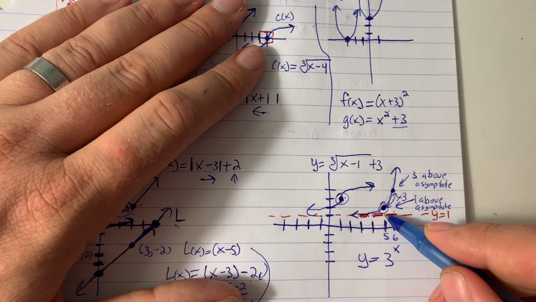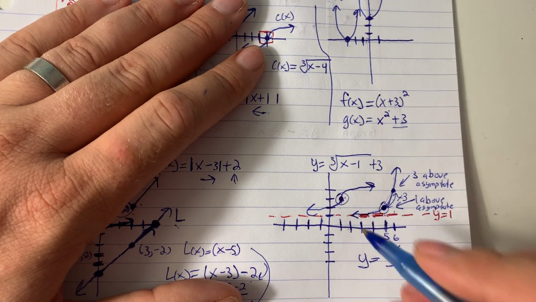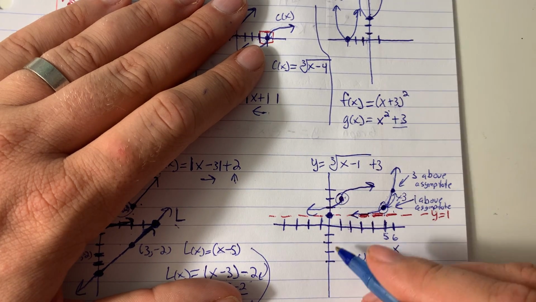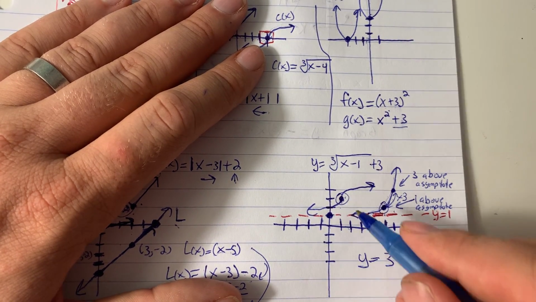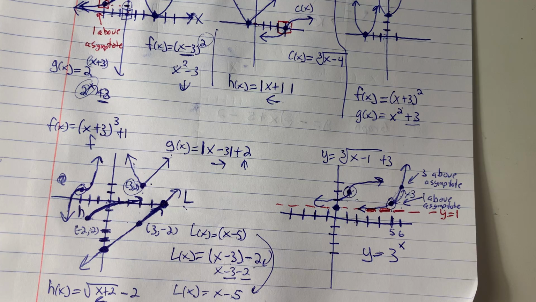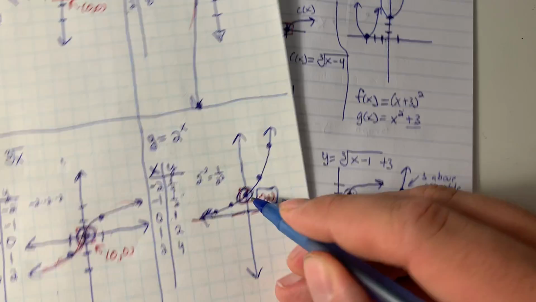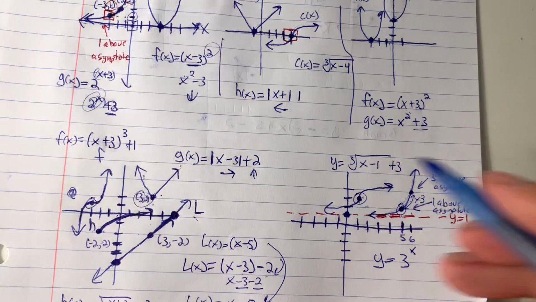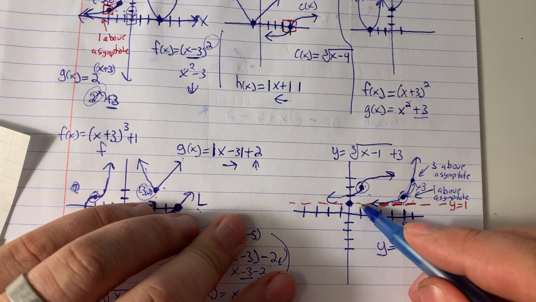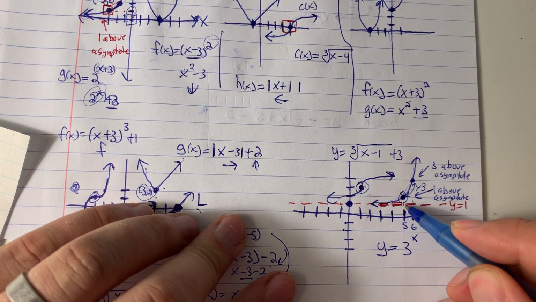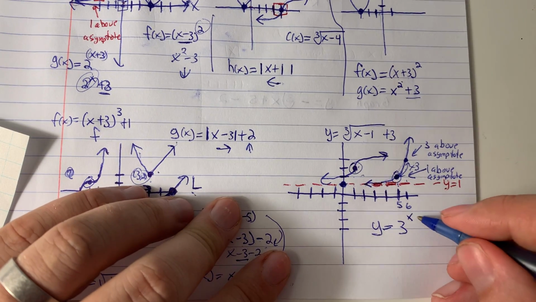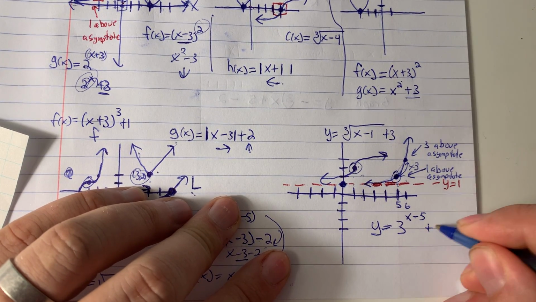The point that is 1 above the asymptote is where 0, 1 was translated to. So 0, 1 is the key point on exponential parent functions. Remember, that's the weird one. So 0, 1 is the key point. It's always 1 above the asymptote. And so that point got shifted 1, 2, 3, 4, 5 to the right and 1 up. So minus 5 and plus 1.